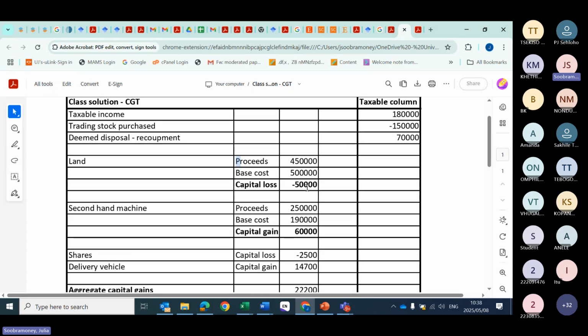Okay. Another thing, can you see my calculation is in my calculation area? It's not in my final column. Okay. So please don't make a mistake like that in the exam where you're going to put all your calculation in your final column. You'll get it wrong. Only your final answer goes into the final column. Okay. So with the land, everyone happy we made a capital loss.